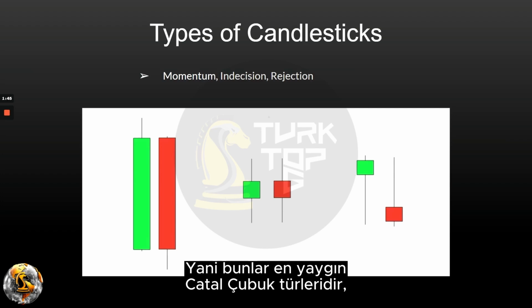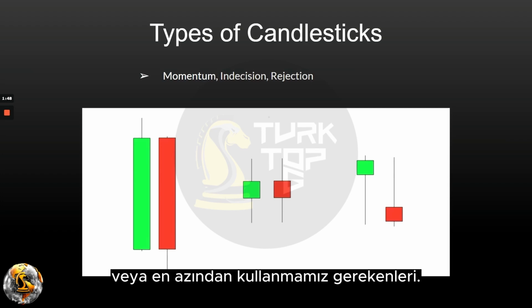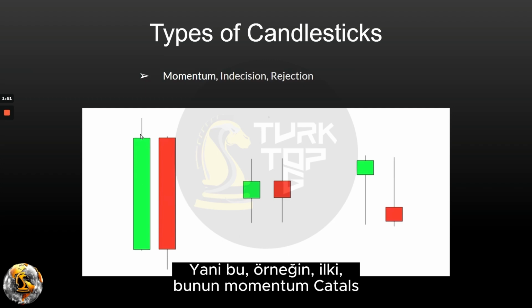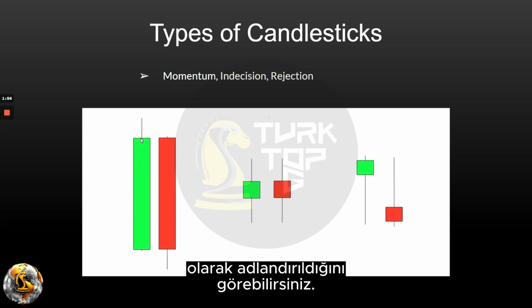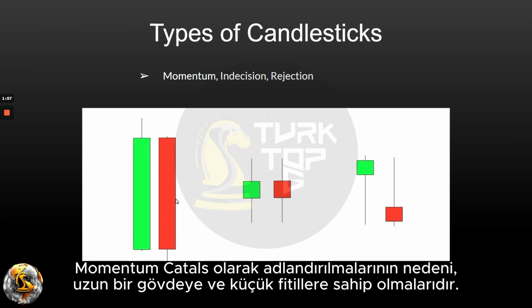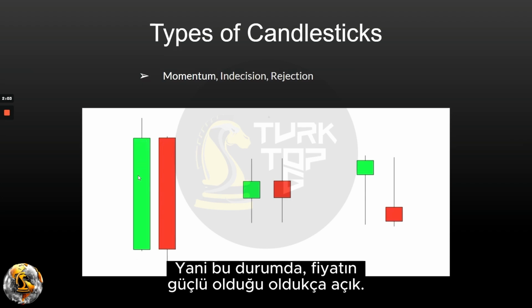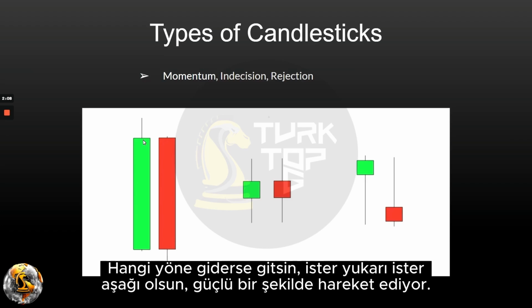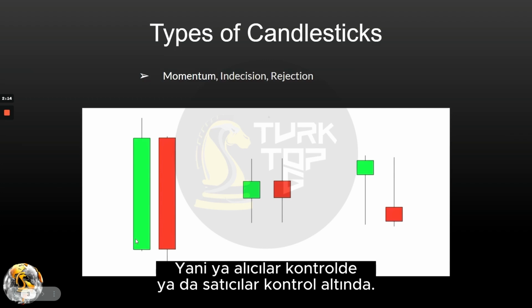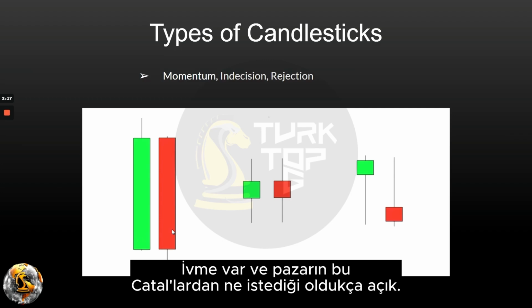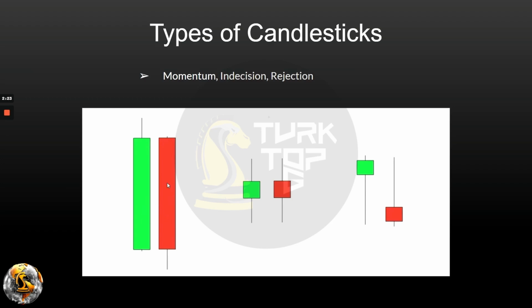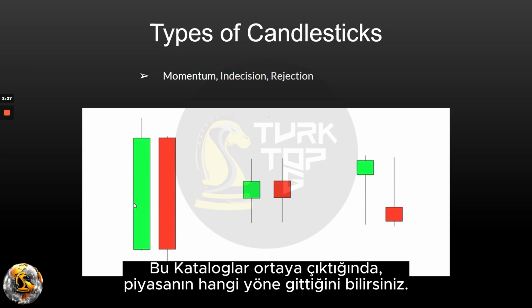These are the most common types of candlesticks, or at least the ones we need to use. The first one, you can see, is called momentum candles. The reason they're called momentum candles is they have a long body and small wicks. So in this case, it's pretty clear that price has strength. Whatever direction it's going, whether it's up or down, it's moving strongly. So either the buyers are in control or the sellers are in control. There is momentum, and it's pretty clear what the market wants with these candles. When these candles appear, you know what direction the market is heading in.